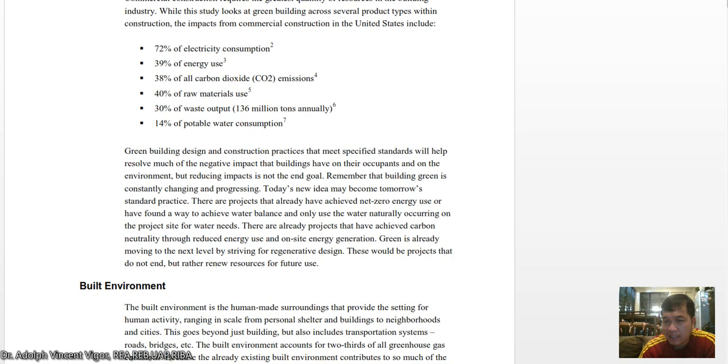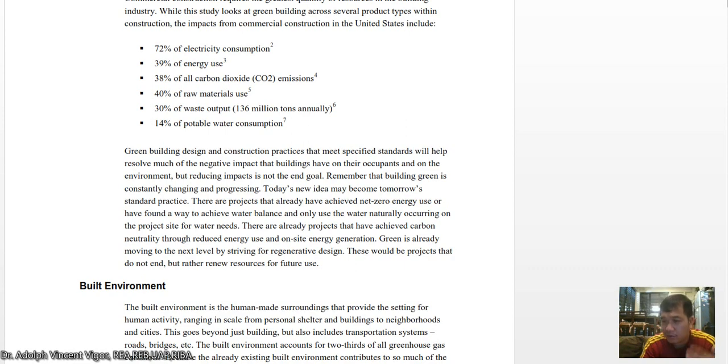So what does this mean, class? It means that regenerative design is that when you think about it, for example, you have a building, then you're going to add green features such as water recycling, so it just continually recycles the water.